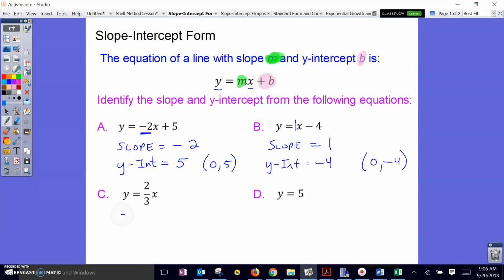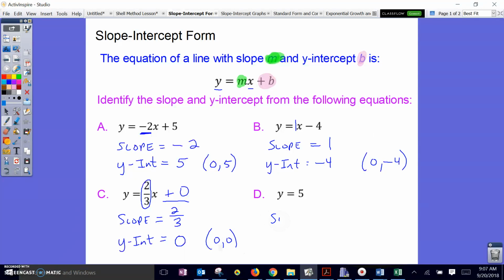All right. Part C. You'll notice this is y equals mx, and then there's nothing added on the end here. So we'll talk about how we handle that in a second. First we identify the slope. It's the x coefficient. So that's going to be 2/3. And the y-intercept, since nothing's added, it's the same as adding 0. And so our y-intercept is going to be 0. Which would make the point 0, 0.